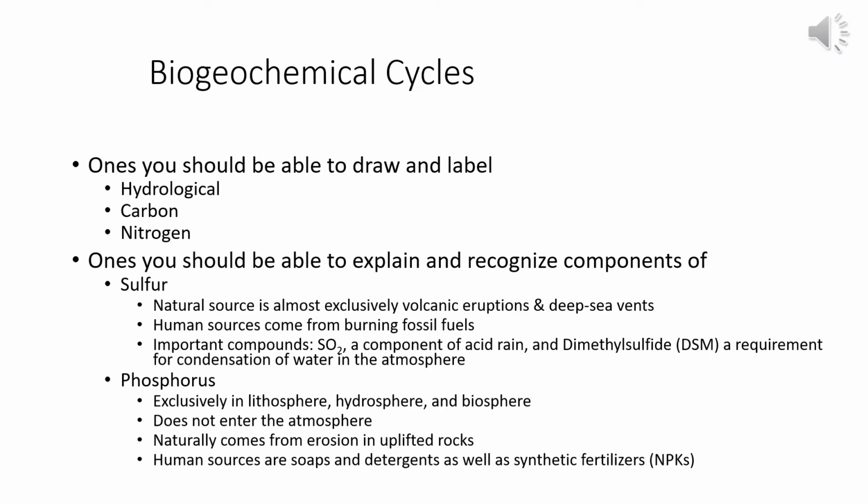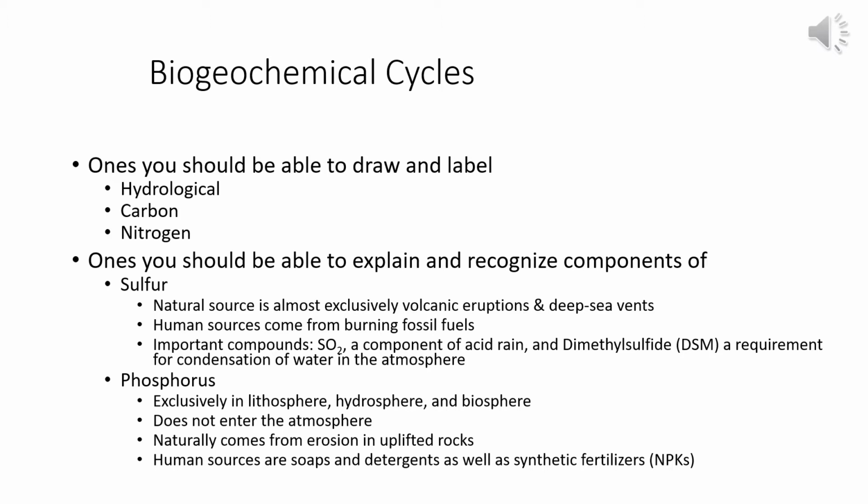For sulfur, natural sources are exclusively volcanic eruptions and deep sea ocean vents. Anthropogenic or human sources come largely from burning fossil fuels. For the sulfur cycle, it's important to know SO2 or sulfur dioxide, which is a component of acid rain, and dimethyl sulfide, DMS, which is a requirement for condensation of water in the atmosphere.